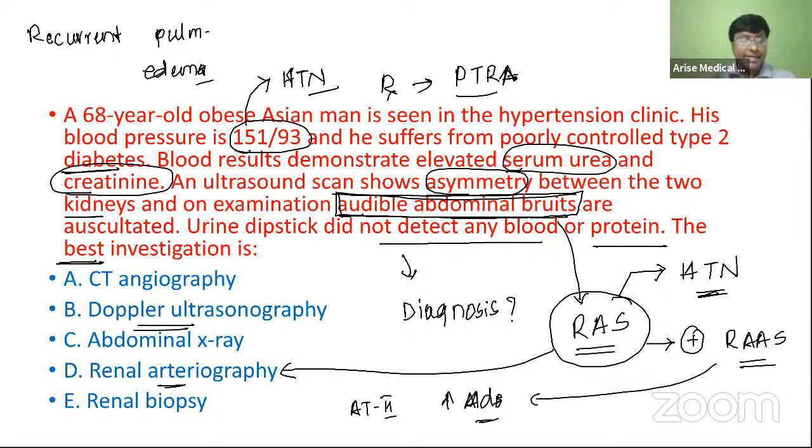And one important point is the drugs which are contraindicated in renal artery stenosis. For example, if the patient has bilateral renal artery stenosis, can anyone tell me what drugs are contraindicated? Remember this very important point. In bilateral renal artery stenosis, ACE inhibitors are contraindicated.